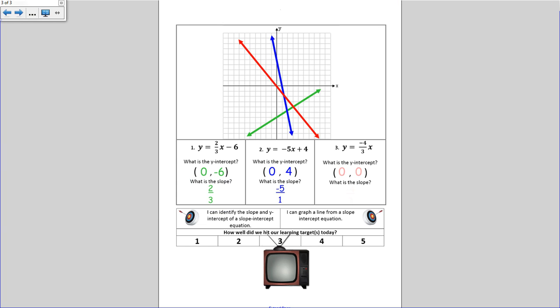The y-intercept here is 0, 0. If there's no b, it's at 0, 0. The slope is negative 4 over 3, so I went down 4 over 3. That way you find the second point.